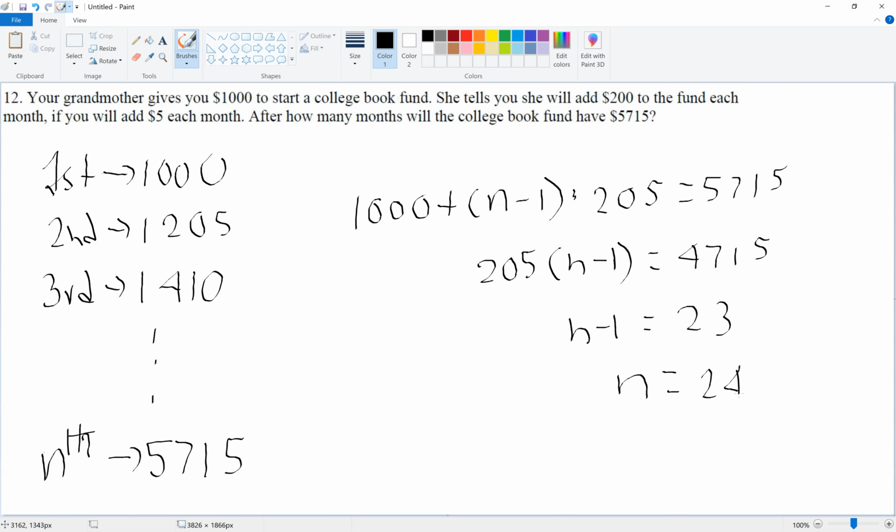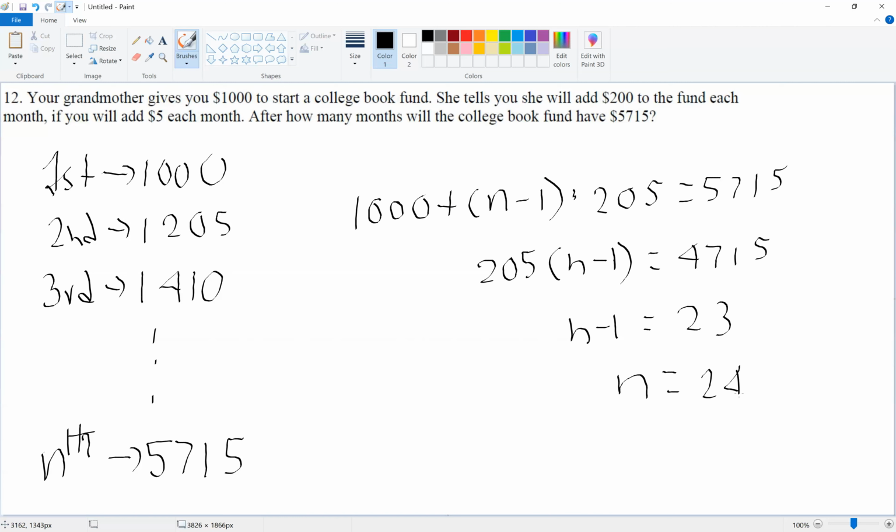Wait, what did I do for that? Oh, I tried finding the sum. I don't know why I did that. I think I misread the question again. I keep doing that. Remember, you're not depositing 1205 in the second month. You're depositing only 205. Oh, wait, so the difference is 205. Correct. Okay, yeah, that makes sense.